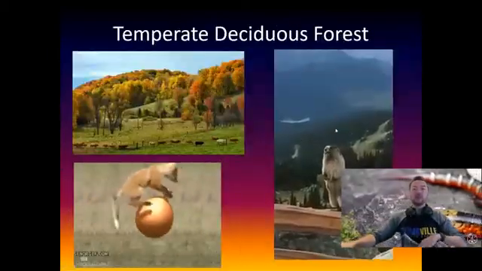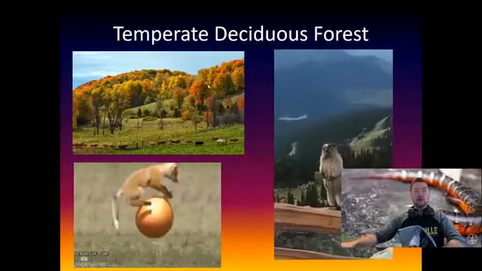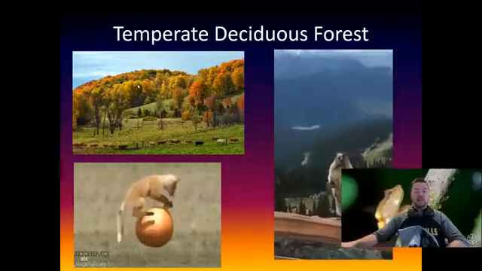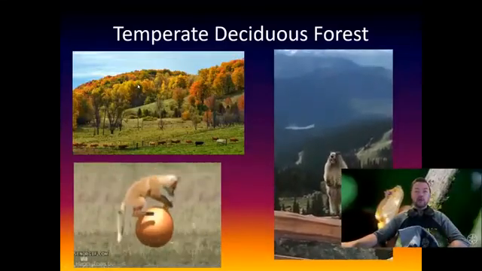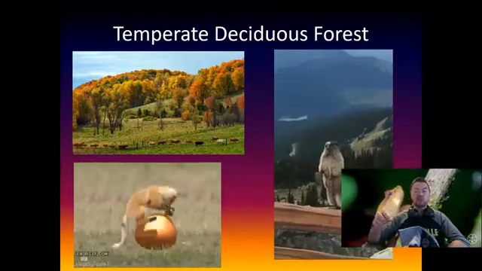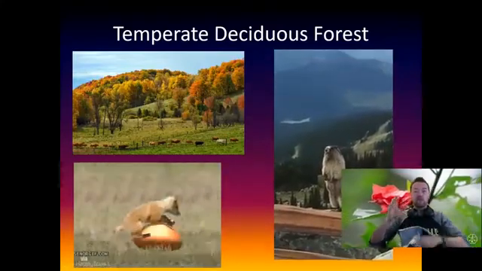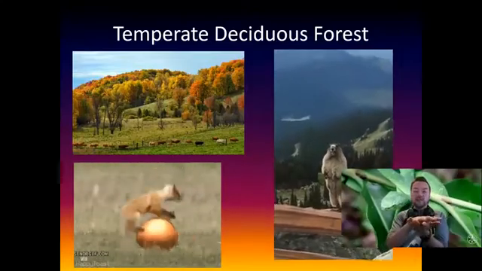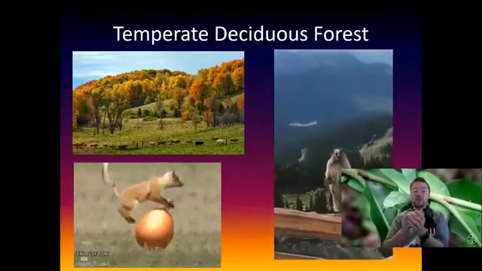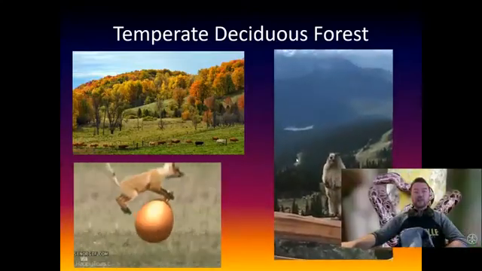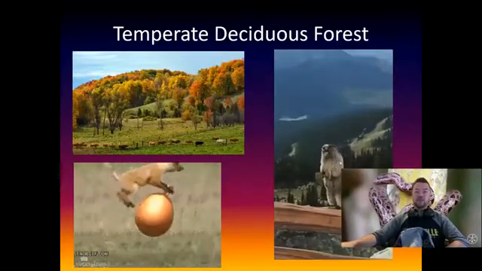Temperate deciduous forests is where we live. You have trees that grow quickly during the spring. They slow down during the fall and winter. They have really large leaves, broad leaves. They lose their leaves during the winter. They change colors. You see foxes and other creatures and that guy.